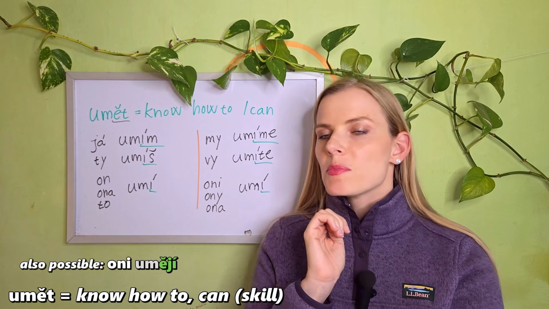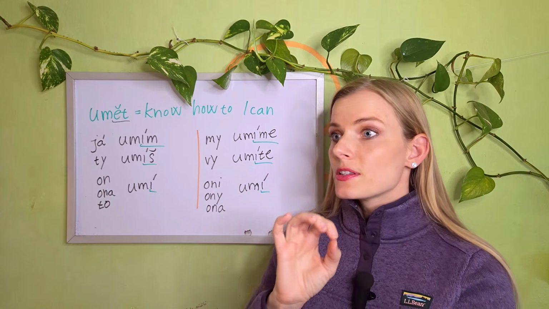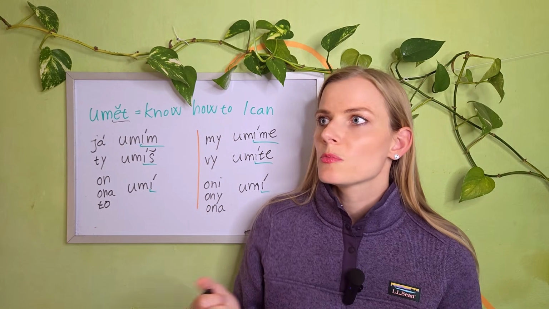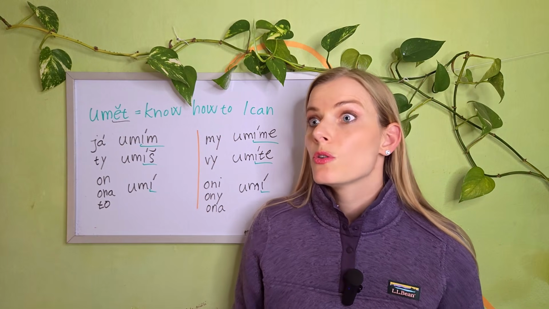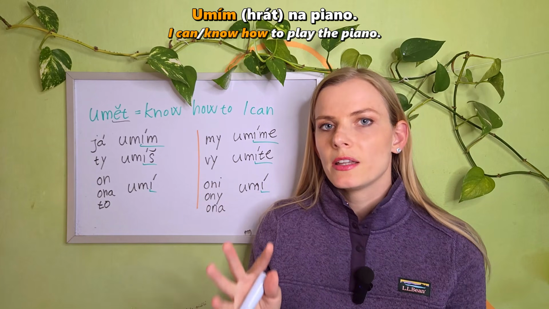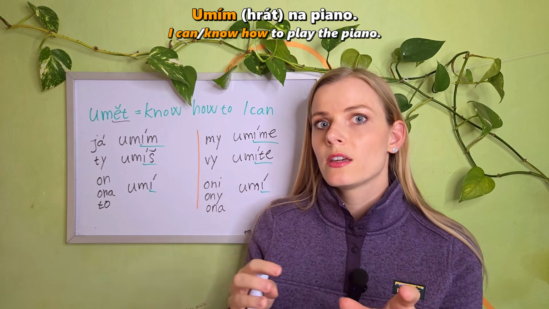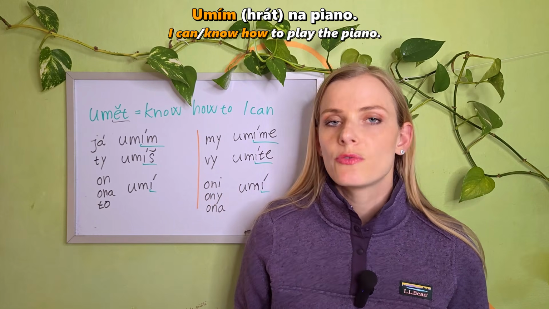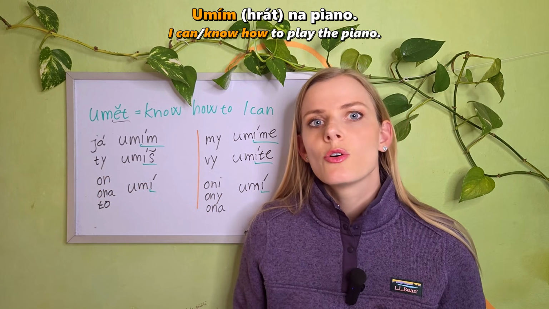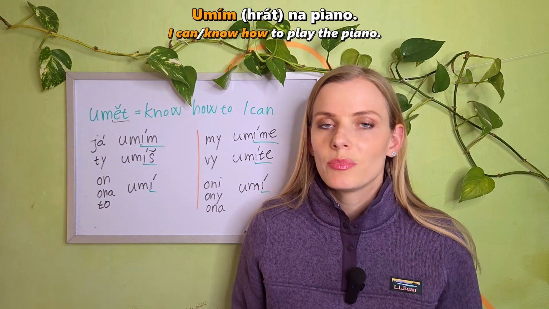One interesting thing about this verb is that it is also typical to be used without the infinitive. So when you have something else in the sentence, like an object. For example, you want to say, I know how to play the piano. I can play the piano. You could say, umím hrát na piano. Umím hrát, I know how to play na piano. But in informal Czech, it's very common to leave out hrát. So you could say, umím na piano. And it would be understood as, yes, I can play the piano.